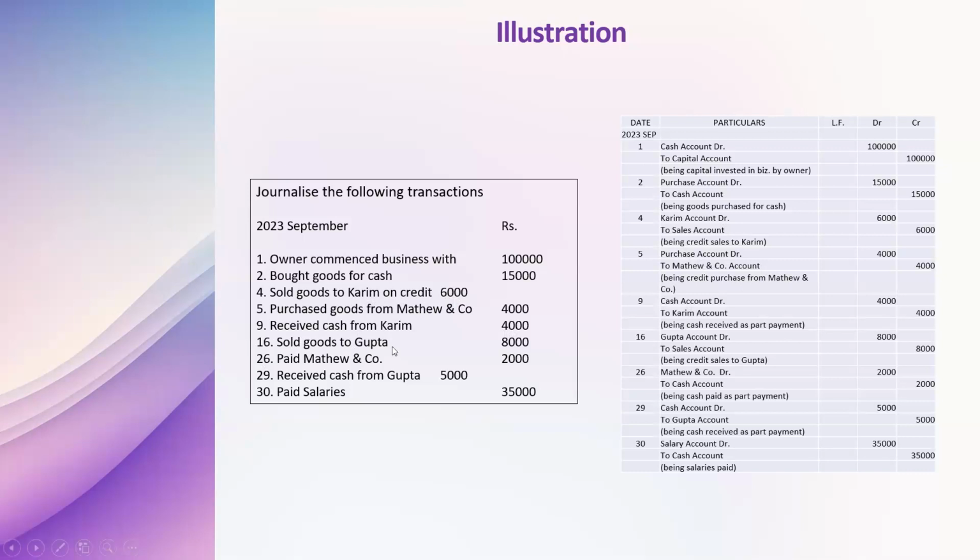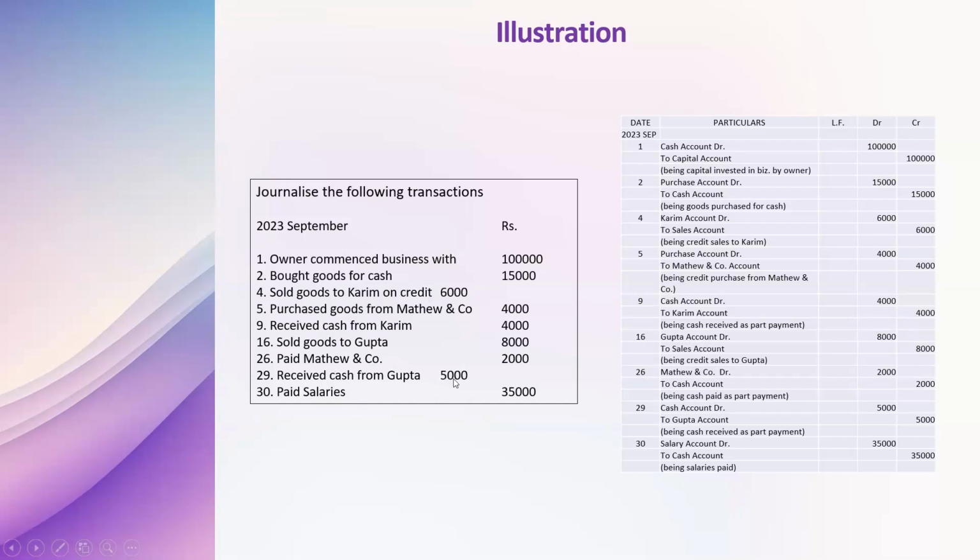Then sold the goods to Gupta, 8,000. Again, there is no mention of cash or credit here. So it has to be taken as a credit transaction. Gupta account debtor to sales account creditor. Paid Matthew and company. We have already purchased from Matthew and company for 4,000. Now the company is paying back Matthew and company a partial payment of 2,000. Still 2,000, the company is liable to pay to Matthew. So Matthew and company debtor to cash account creditor, since cash is being paid.